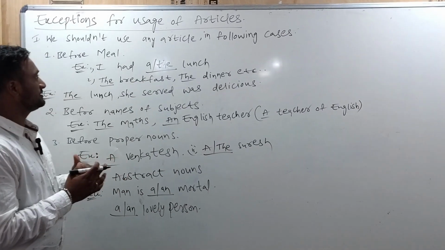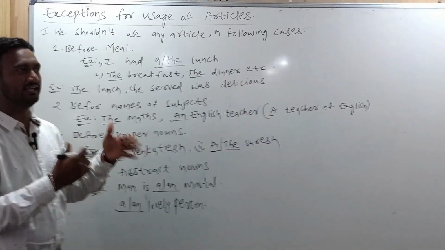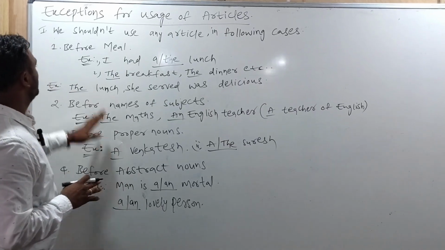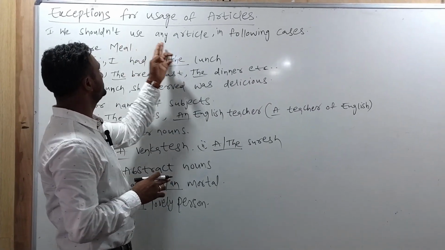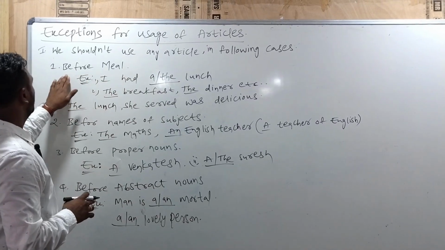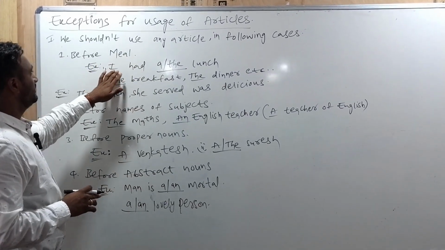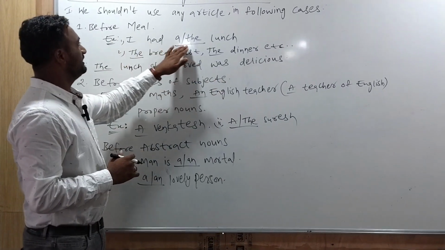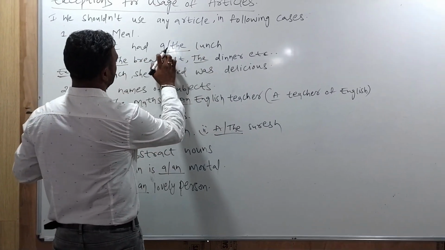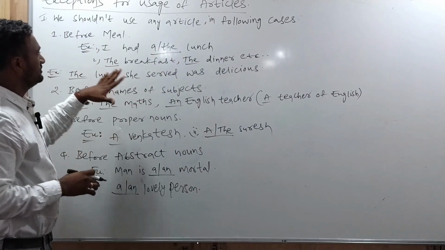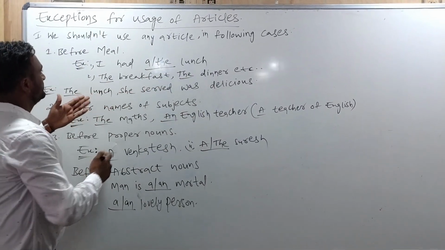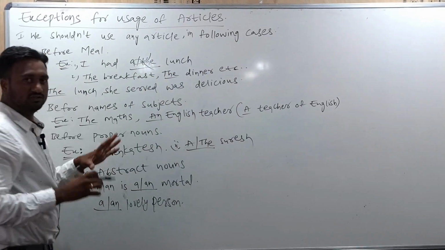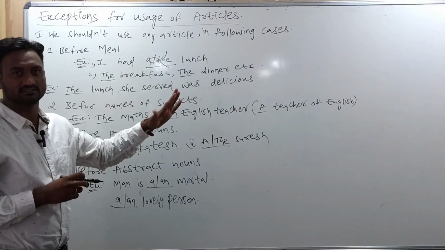So let's get into the first exception or first rule where we should not use the article a, an or the. These are the exceptions where we should not use any of the articles. We should not use any article in the following cases. Before any meal. For example, meals such as lunch, dinner. So, I had dash lunch. In the examination, a sentence will be given and you need to identify the error in it. Before meals, we should not use any article. I had lunch, that is fine. We should not write a lunch, an lunch or the lunch.